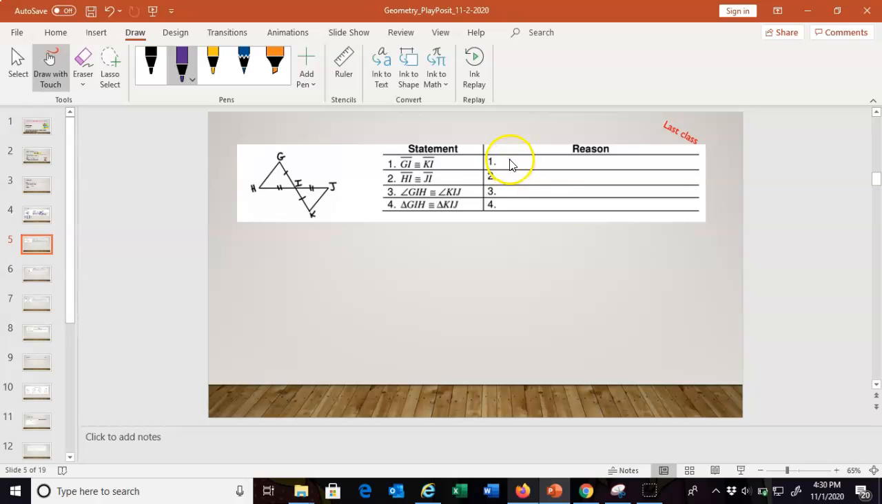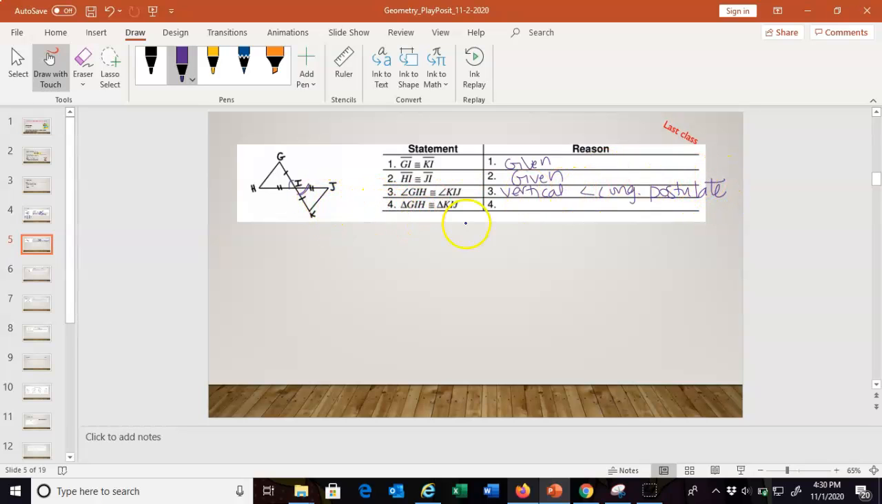Let's try the next one. Again, this is given to us in the markings on the picture, GI and KI. Same thing with number 2. So then it says GIH. That angle is congruent to KIH, the angle right across from it. This is another very special type of marking we're allowed to do. Those are vertical angles. They are right across from each other and they are always equal. Vertical angle congruence postulate if you want. Say vertical angles are congruent.